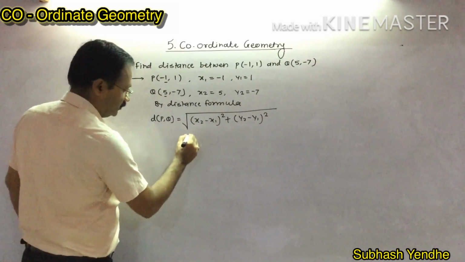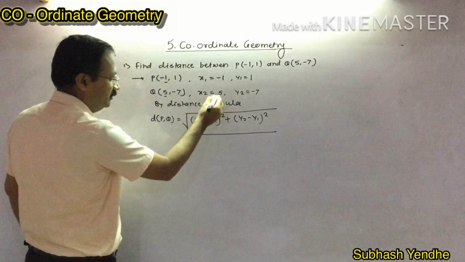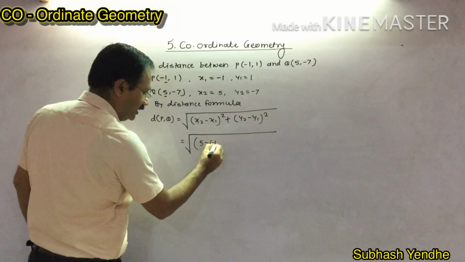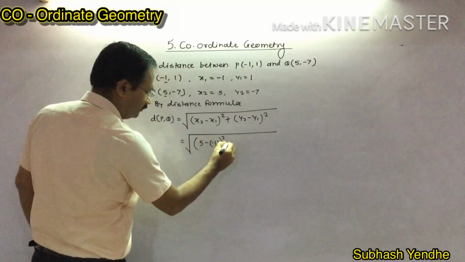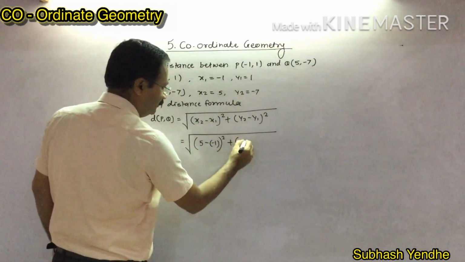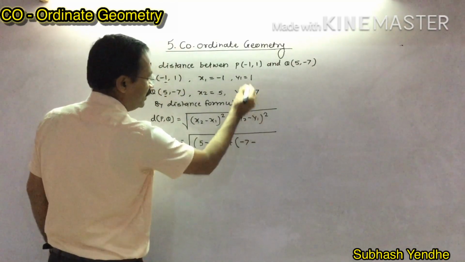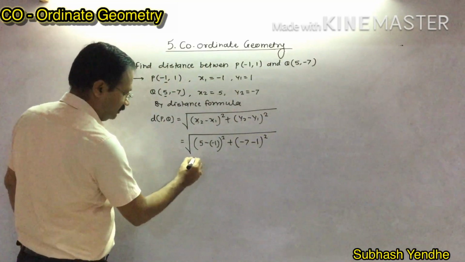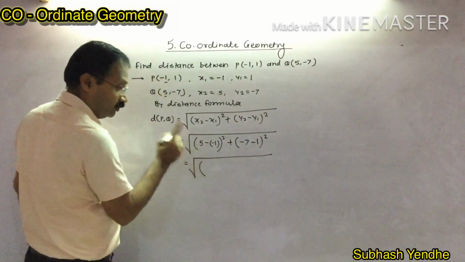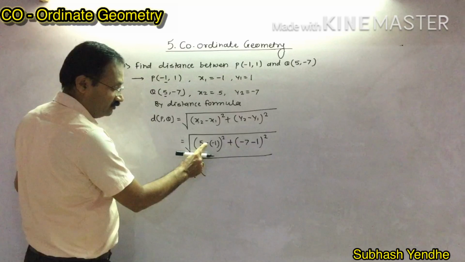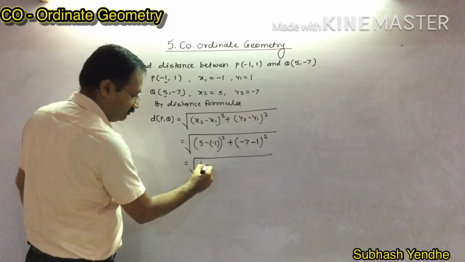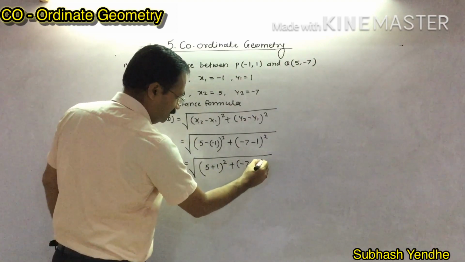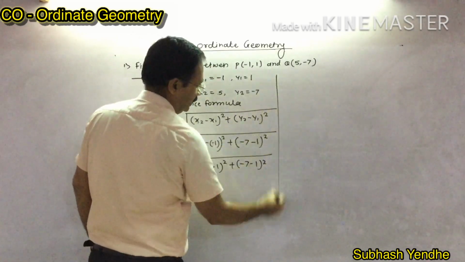Now substitute the values. x2 is given 5 minus x1 is given minus 1. So you have to write it again in small bracket square plus y2 is given minus 7, then minus sign, and y1 is 1, so it will be as it is. First solve the bracket. I told you the rule that if the minus sign is outside the bracket, then you have to change the inside one. So it will be converted into plus. Then minus 7 minus 1 will be as it is. Here we are going to solve.